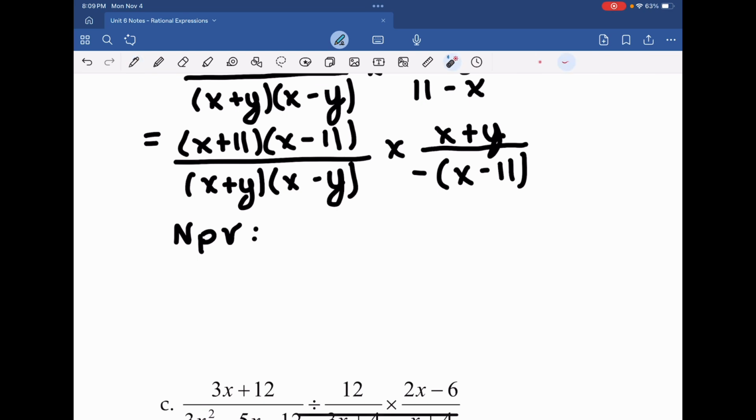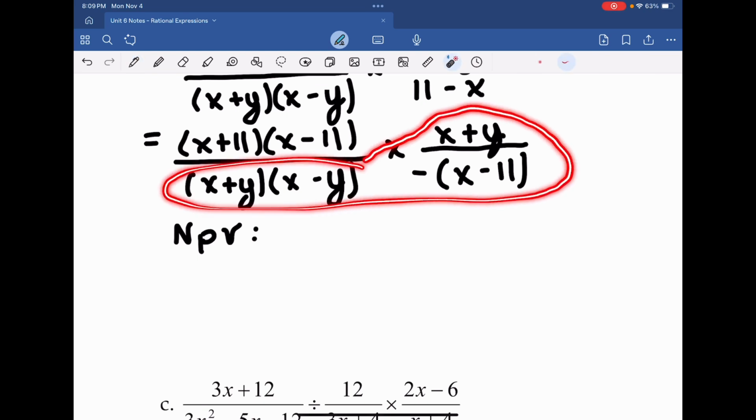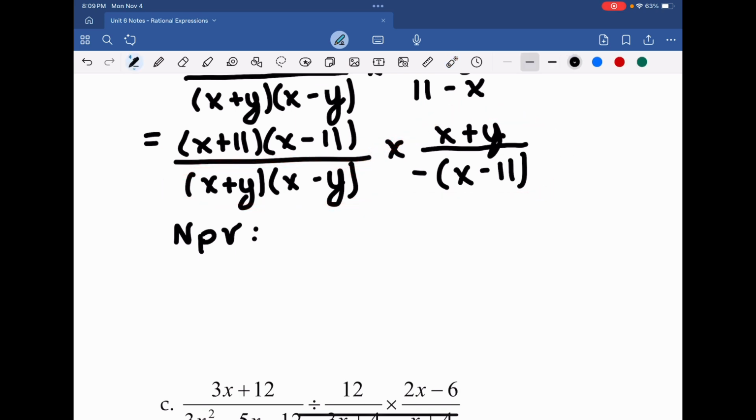NPV, it has to come from the following spots: here, here, and here. It's all three of these. It's the trifecta, as I call it. Now, from here, we're going to write this as x cannot equal plus or minus y, because if it's plus or minus y, it will eliminate those terms. It also can't equal 11, because if it's 11, then it's going to cause this to be equal to 0. Okay, we now have our NPVs.